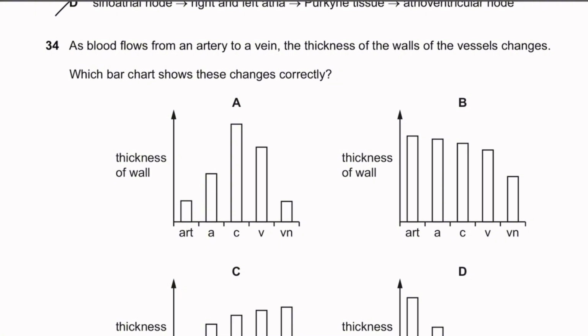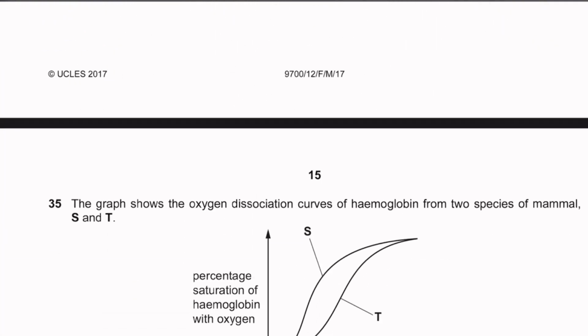Okay, so obviously capillary will have the least thickness, and then I would suppose it's going to be D, because it shows that our capillary have the least, artery have the most, and vein will have less than the artery and also less than the arteriole. Okay, next we have 35.